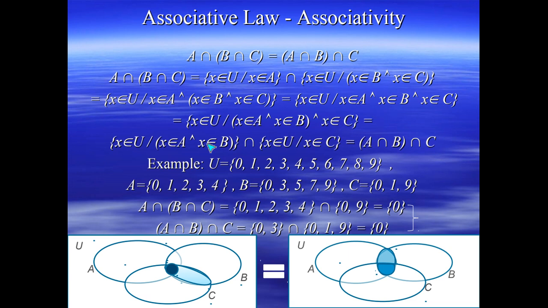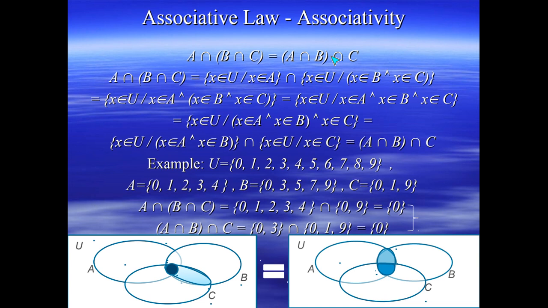How? With an intersection sign. I took the parentheses and made a subset, and C as another subset. So X is an element of U such that X is an element of A and X is an element of B, intersection X is an element of U such that X is an element of C. But what is this thing at the left? X is an element of A and X is an element of B. It is X in A intersection B. So in parentheses A intersection B, and outside the parentheses intersection C.